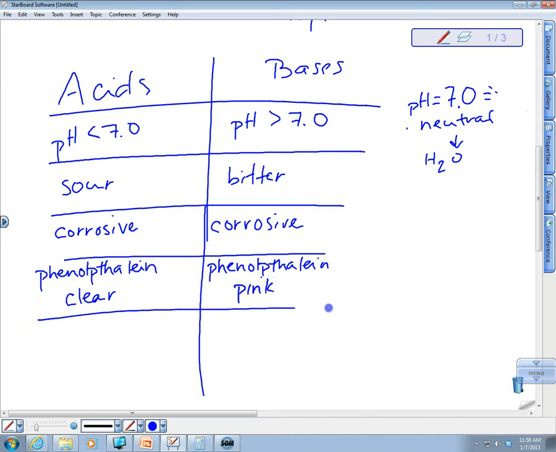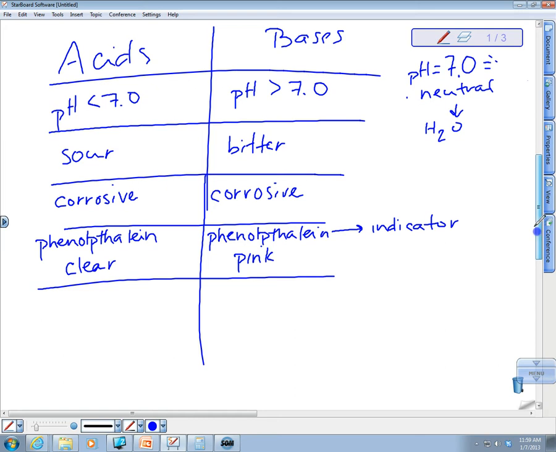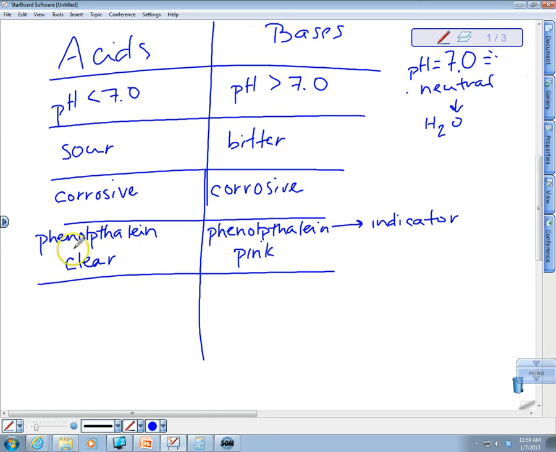That makes phenolphthalein an indicator. An indicator is just a chemical that you can put into an acid or a base, and it will tell you if it's an acid or if it's a base by changing color. Right? So indicators change color in the presence of an acid or a base. They're different colors when they're with acids than they are when they're with bases. Phenolphthalein is one indicator.